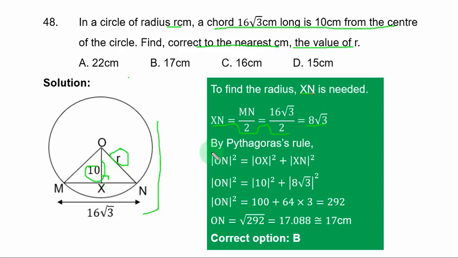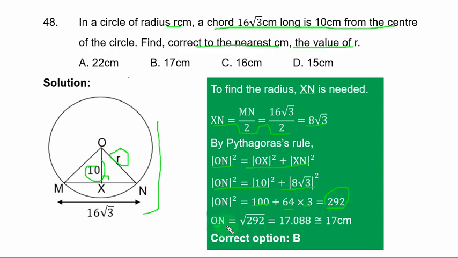The hypotenuse ON is the radius, so you have the sum of squares on the other sides. So ON squared is equal to OS, which is 10, all squared, plus SN, which is 8√3, all squared. If you square 10, you have 100, plus if you square 8, you have 64, and if you square √3, you have 3. If you multiply and add, you have 292. To get ON, take the root of both sides.